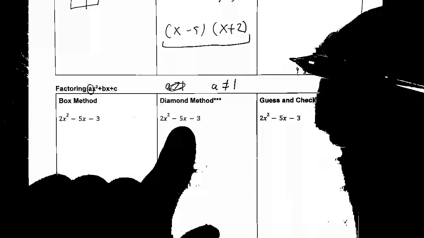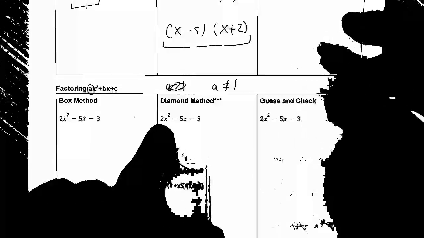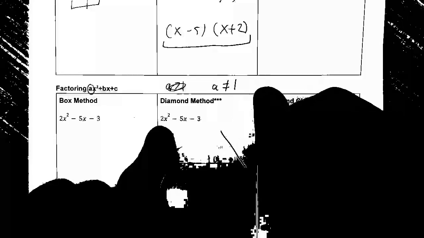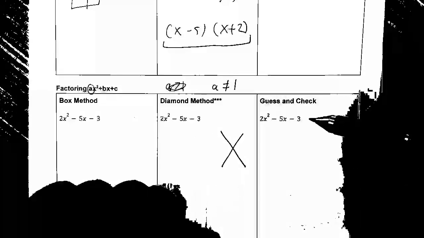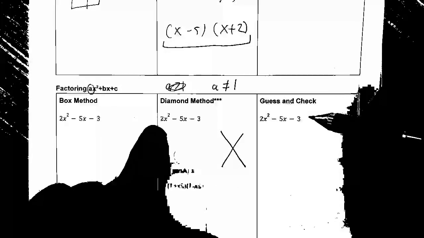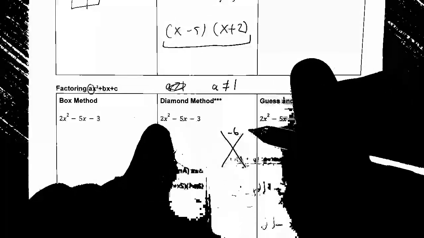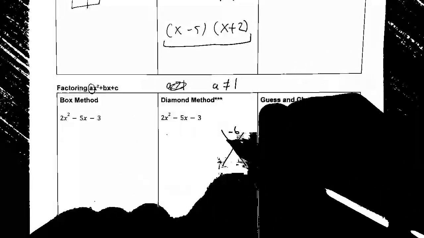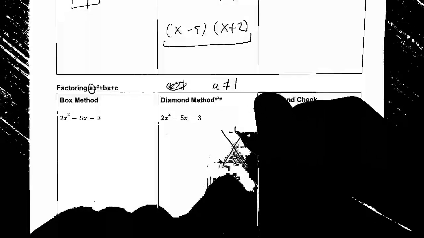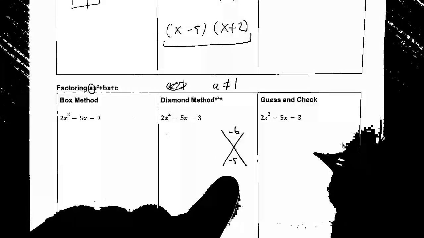So the diamond method is a little bit different when a is not 1. It's the same start, kind of. You draw that diamond. What goes on top? To multiply a negative 6. Yes. So what goes on top? Negative 6, because it's AC, 2 times negative 3. On bottom would be negative 5. What two numbers multiply to negative 6 and add to get negative 5?